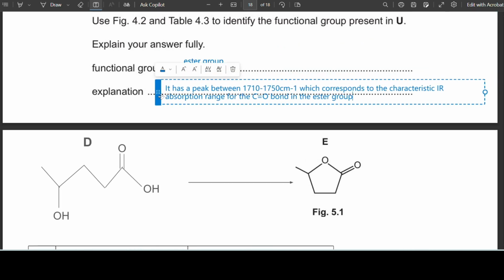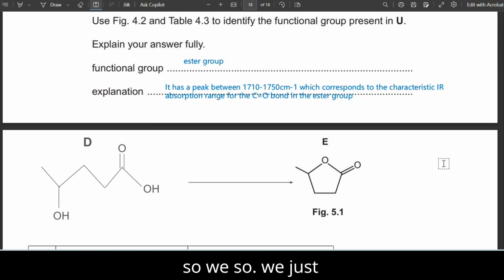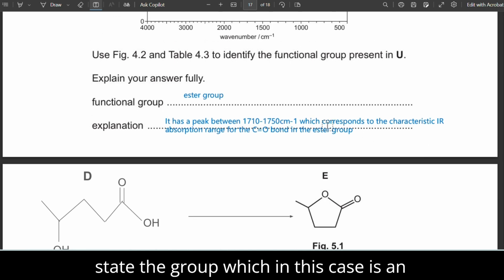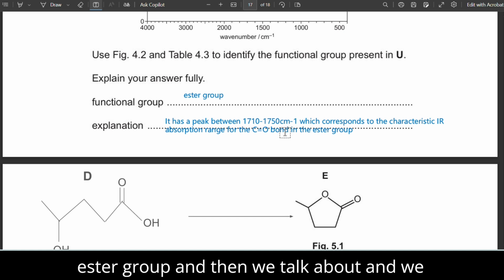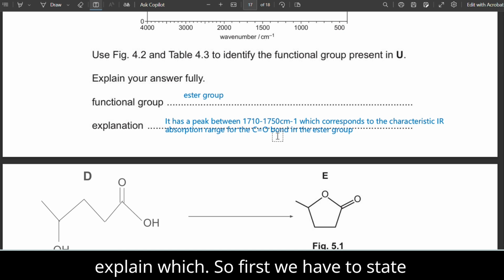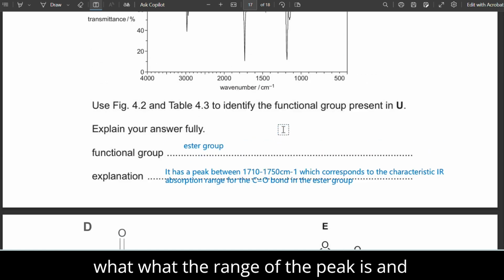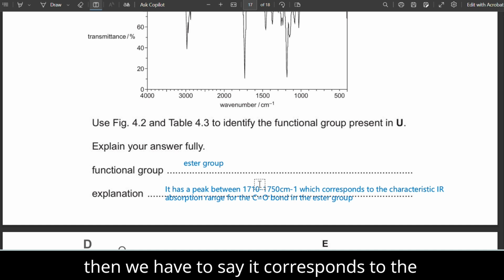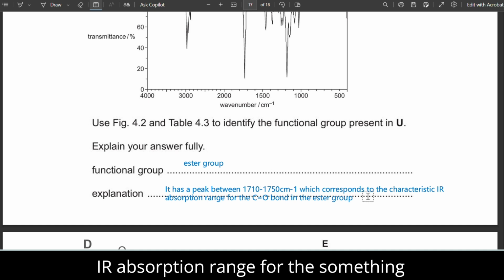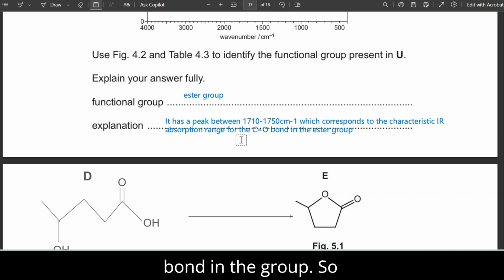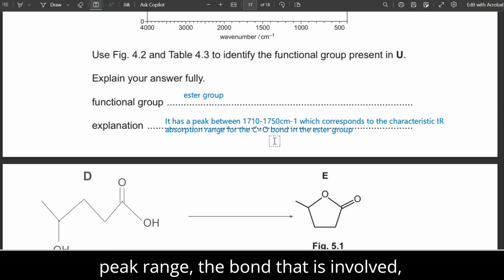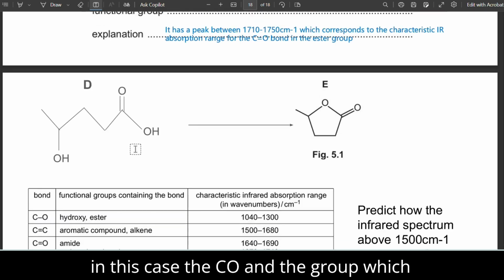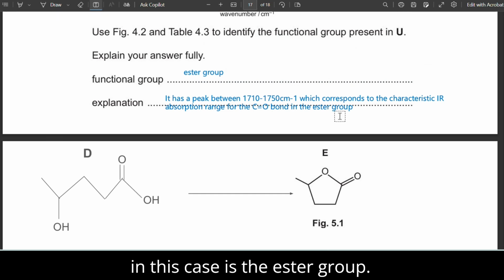Alright, so we just state the group, which in this case is an ester group, and then we explain. So first we have to state what the range of the peak is, and then we have to say it corresponds to the IR absorption range for the something bond in the group. So this is important. We have to state the peak range, the bond that is involved, in this case the CO, and the group, which in this case is the ester group.